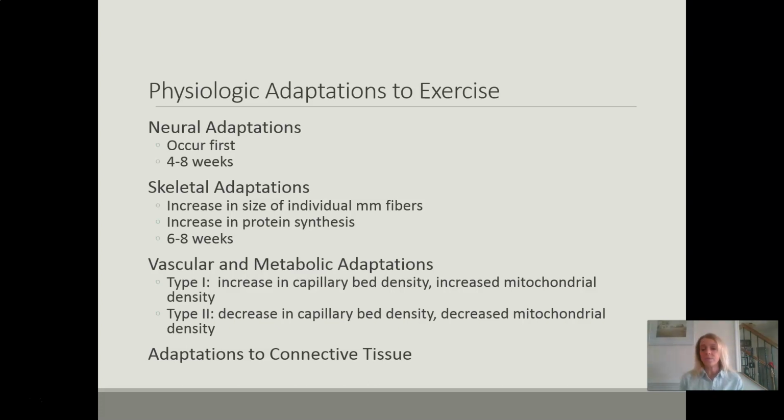Connective tissue will also start to adapt over time, and you'll see increased tensile strength of the tendons, ligaments, and bones as well with a resistance program. And speaking of bones and Wolff's Law, with resistance, we're putting force on the bones as well. They're having to withstand this increased force. So we will have increased bone density with resistance programs, which will, again, come in handy for some of our patients down the road.